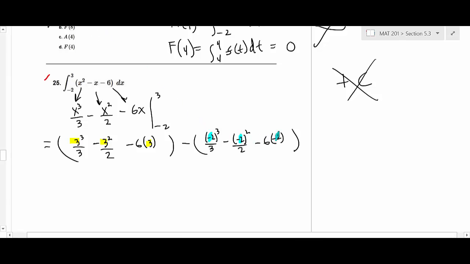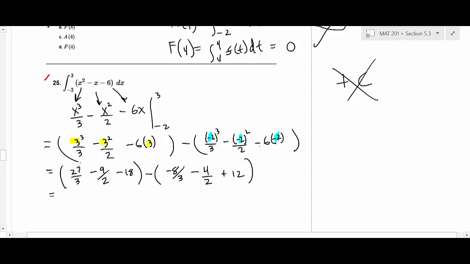So again, it's just a ton of arithmetic you got to do on these problems, okay? All right, so let's see what we have. We'll have 27 over 3 minus 9 over 2 minus 18. That's going to be negative 8 over 3 here minus 4 over 2. And then a negative times a negative is a positive 12. Okay, just be extremely careful with the details, right? And let's just see what we have here.